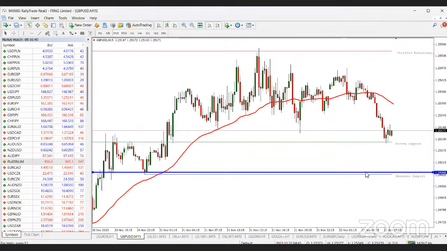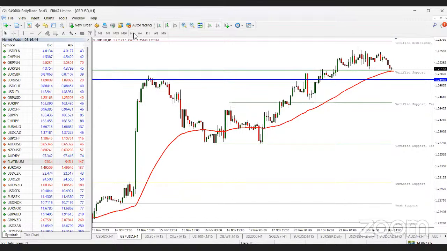The candle has to close below that 50-period moving average, and if it does that, you want to consider a sell at least to 1.24960, which is not very far from where price is. That's just about 15 pips or thereabout. So if you sell to that place, if it breaks it, then you can sell further to this verified support.